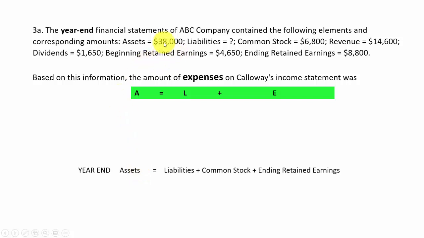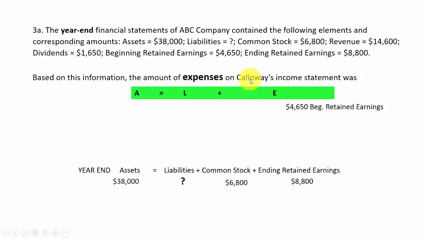So it says here that year-end assets were $38,000. Liabilities, we don't know. It also tells us that we had year-end common stock of $68,000, and that we had ending retained earnings of $8,800. Now we can figure out what liabilities are, but let's just see if we even need to do that. What we want to know is, what were the expenses during this year of operation?